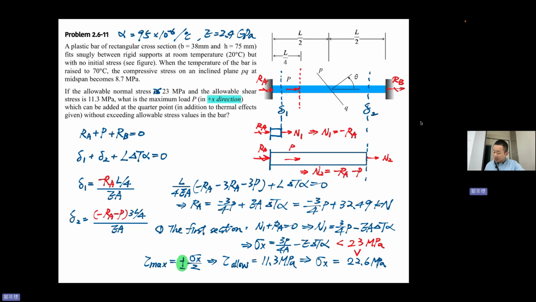So your sigma x cannot exceed 22.6. Otherwise, you will have shear failure. Okay, then you see 23 and 22.6. The 23 will always be greater than 22.6. So which means that actually 23 megapascal is useless in this problem. They just mentioned that, but we actually don't need to consider that because shear failure requires more attention.